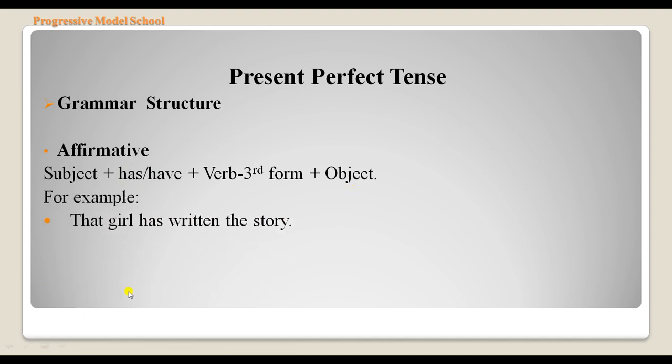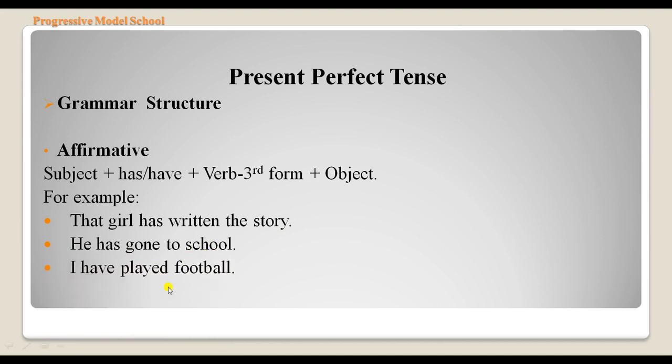For example, that girl has written the story. Here that girl is a subject, as girl is a third person singular, therefore we use the helping verb has, then the third form of the verb written, after that the object story. He has gone to school. Here he is a third person singular, therefore we will use has, and after that the third form of the verb gone, and at the end of the sentence we'll write the object, that is school.